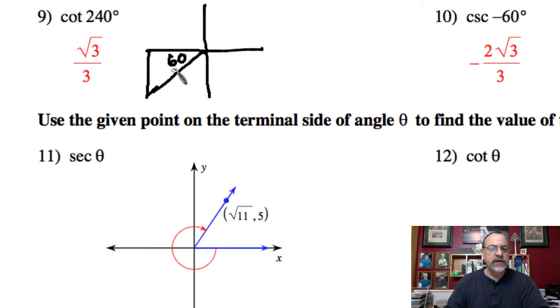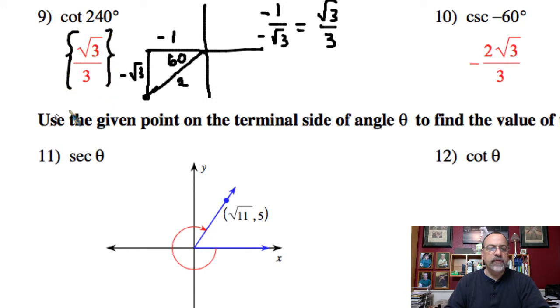So I draw my reference triangle. This is a 30, 60, 90. This is the 30, so this is the shorter side. This is the longer side, and then this is my r value. Now the cotangent is the reciprocal of the tangent. The tangent is y over x, or opposite over adjacent. And so cotangent would be adjacent over opposite. So the adjacent here would be negative 1 over the opposite here, which is negative square root of 3. I have two negative values, which makes it positive, and I want to rationalize this denominator, so I get a positive radical 3 over 3.